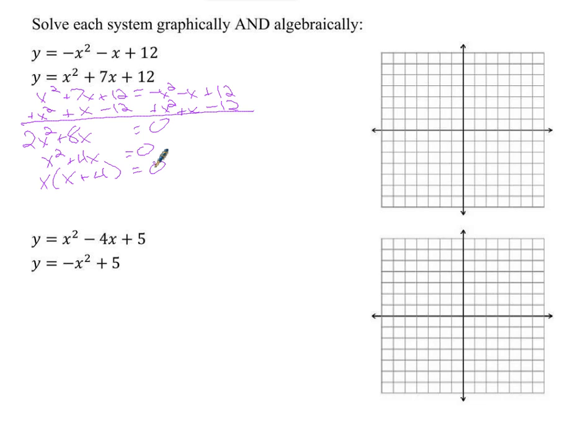It's a three-word phrase that starts with Z. Are we not multiplying two things together here? Yes, we are. Something times something equals 0. So therefore, x equals 0, or x plus 4 equals 0, which means x equals negative 4.